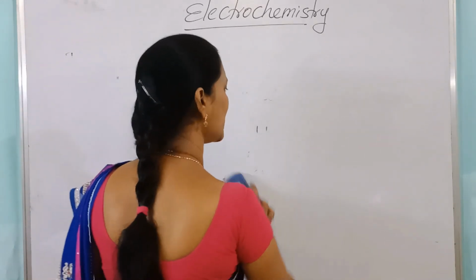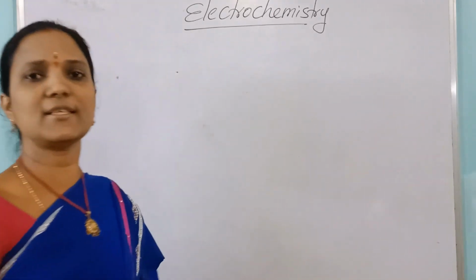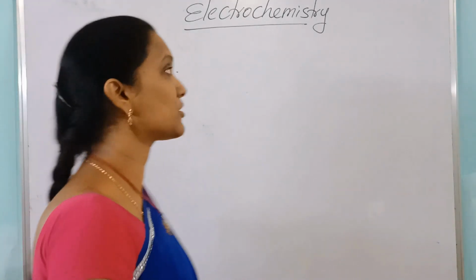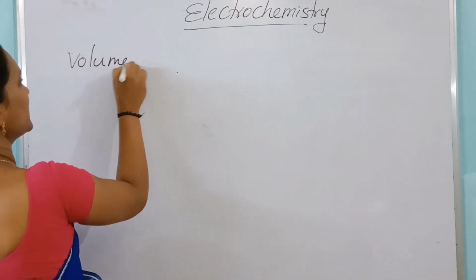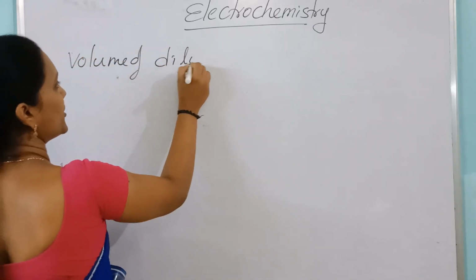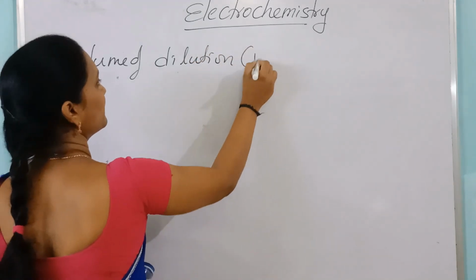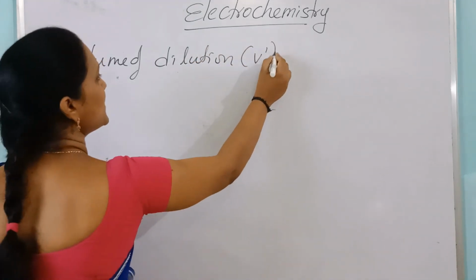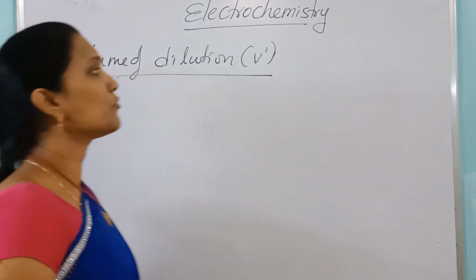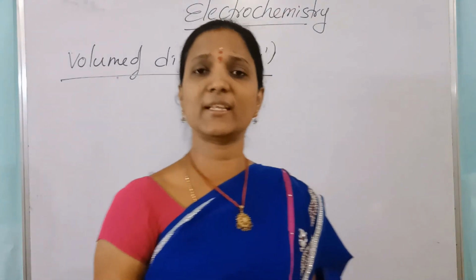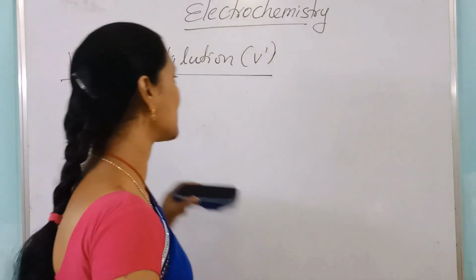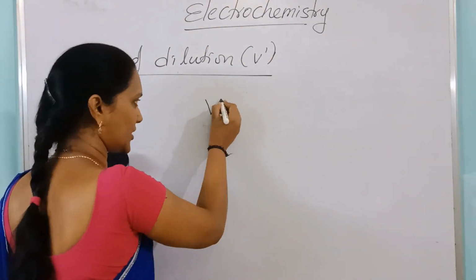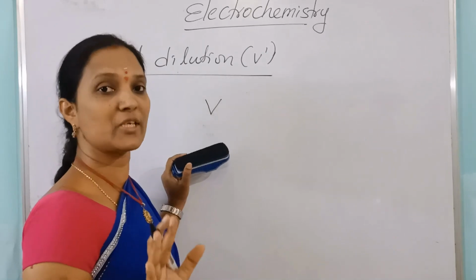In a 0.02 normal solution, what is the volume of dilution given? So what is this volume of dilution? It is the volume of the electrolytic solution that contains 1 gram equivalent of electrolyte. So the volume of the solution that contains 1 gram equivalent.